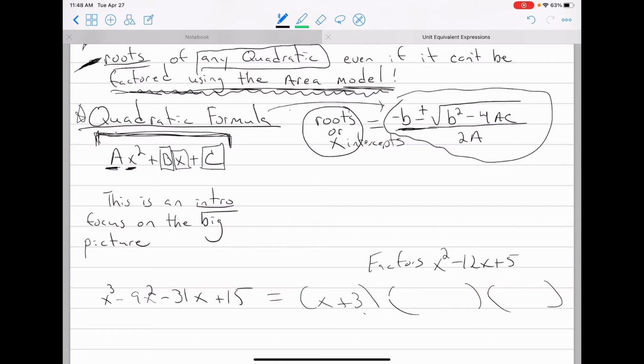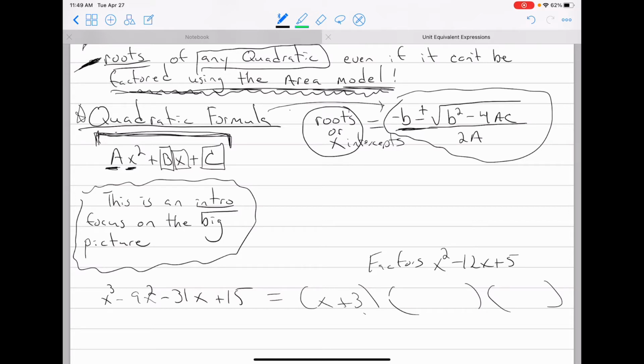So again, what I want you to recognize is that this is an introduction. So please try to focus on the big picture right now. Don't focus on the minutia. Focus on the big ideas. What are we actually doing here?